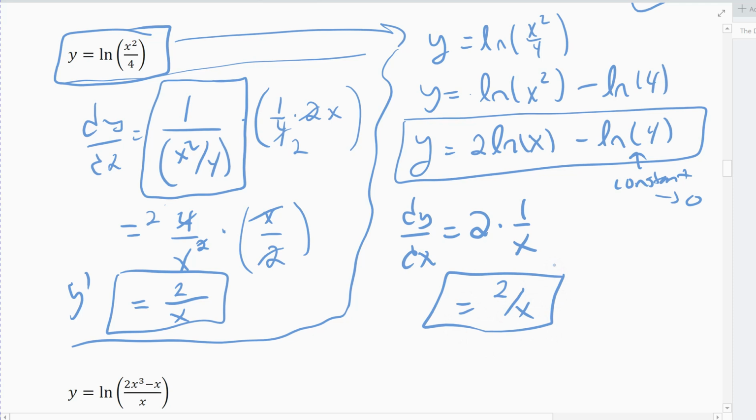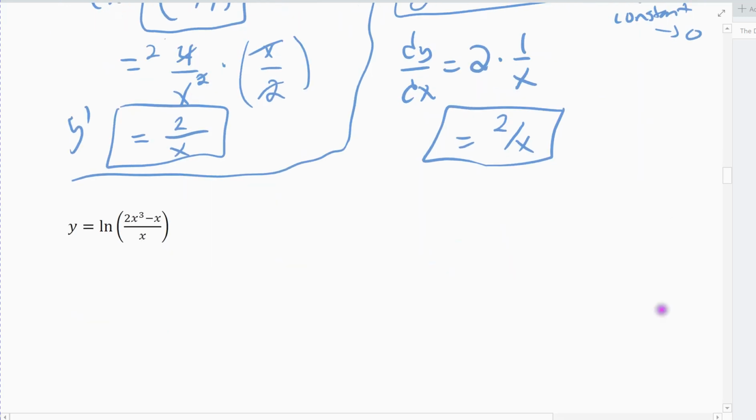So again, either method is fine. The first method a lot of students use because they just start off that way. But sometimes it's easier to manipulate things algebraically a little bit to make the derivative a little nicer, a little easier. So again, you pick your poison in this case and decide which way you want to go.